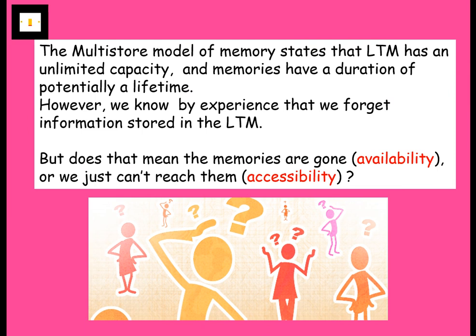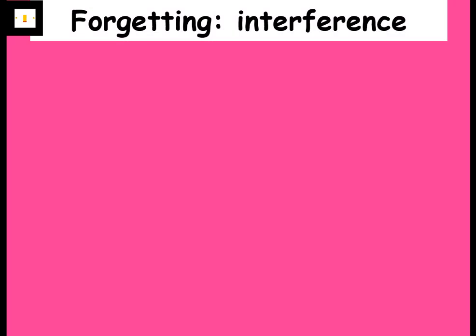If we look at the multi-store model of memory, we know that LTM has an unlimited capacity and memories have a duration of a lifetime potentially, but we haven't really looked at what happens when information is forgotten, because we do forget, and if it's in our short-term memory, we forget very quickly. So, are the memories gone, i.e. availability, or probably more probable, can we just not reach them, accessibility.